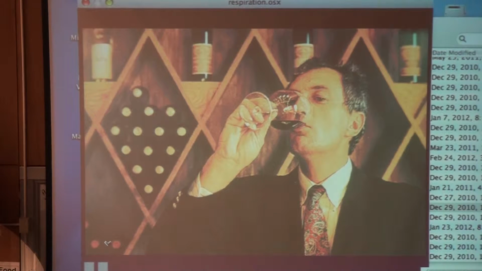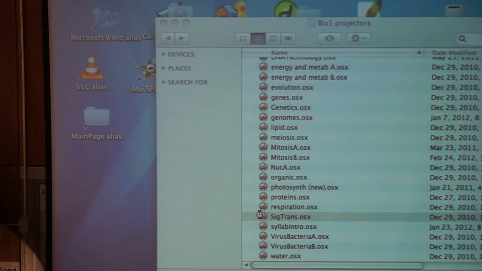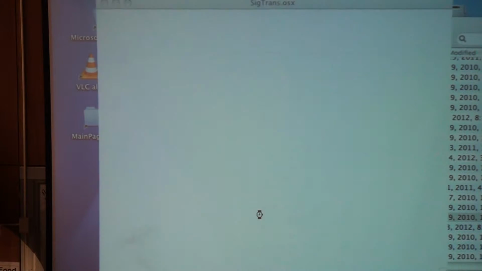Alrighty, any aerobic or anaerobic questions? Alrighty, so this will be the last topic for midterm number 3, and let's jump into signal transduction, which I guess will show up on midterm number 4.